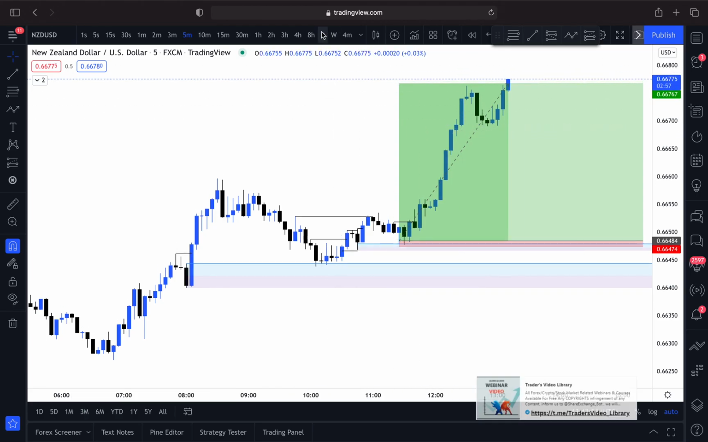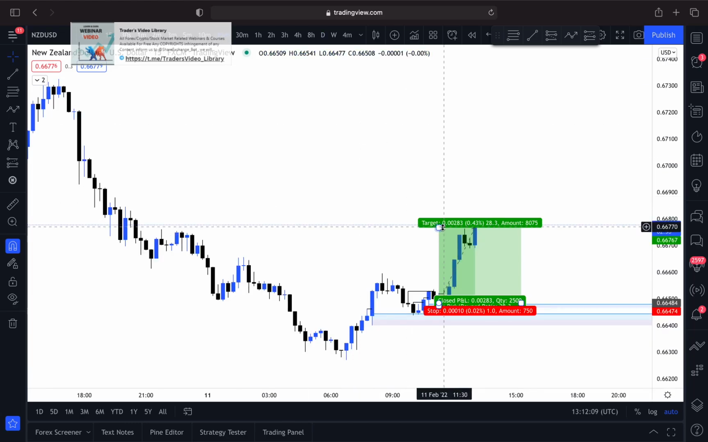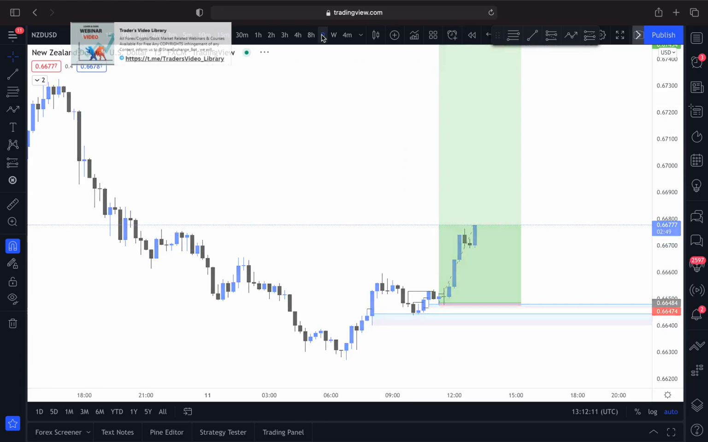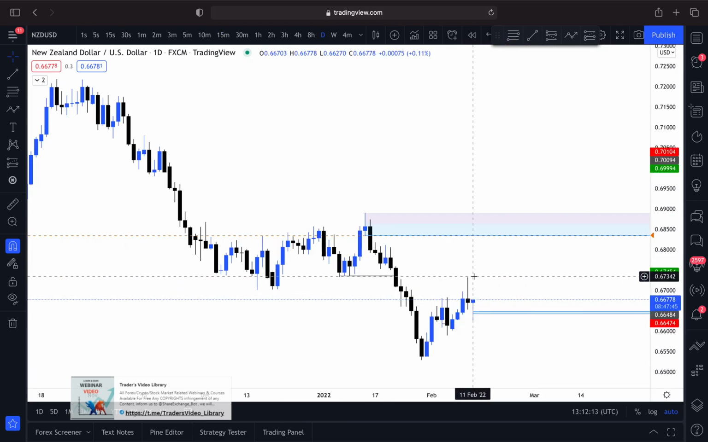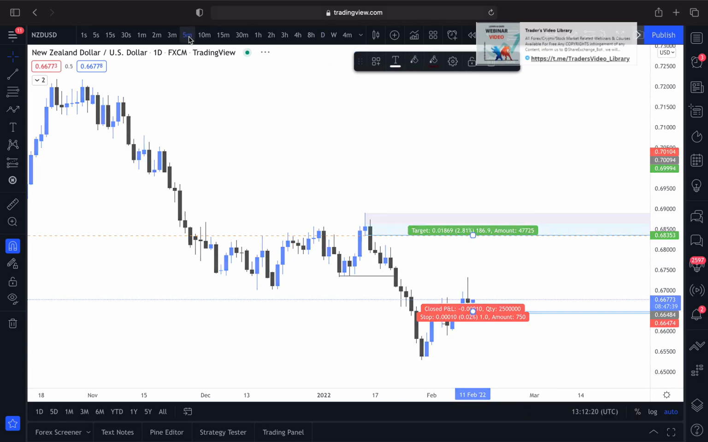Now, why am I letting the rest run? Because we know that we've got that daily intent OB to the downside, right? So let's have a little look what the target could potentially be. I don't know why that's not showing on the, oh, there it is. So we're looking at about a 1 to 186-ish target up to the daily OB.